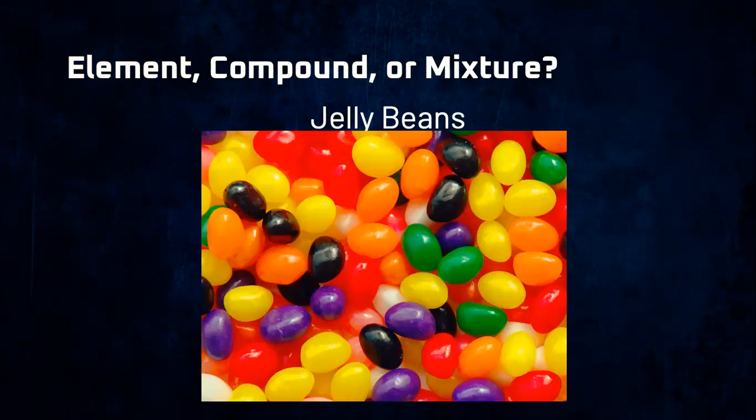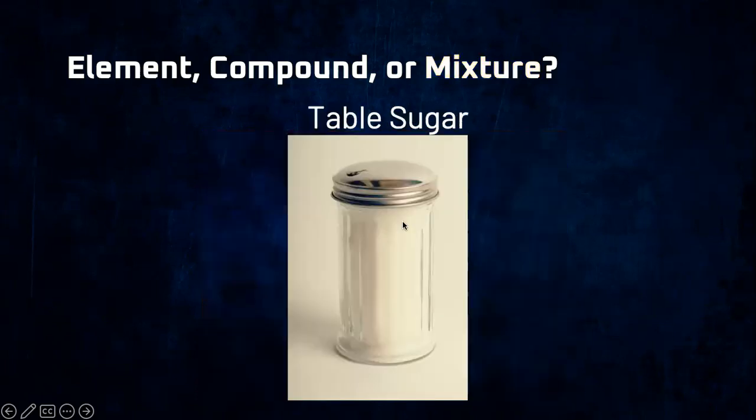Are jelly beans an element, compound, or mixture? By looking at all these things now, there are so many colors, black, purple, red. Is jelly bean an element, compound, or mixture? All right, I saw mixture. All right. Yes, it's a mixture because there are so many colors in jelly beans. All right. Next, table sugar. Is table sugar an element, compound, or mixture?